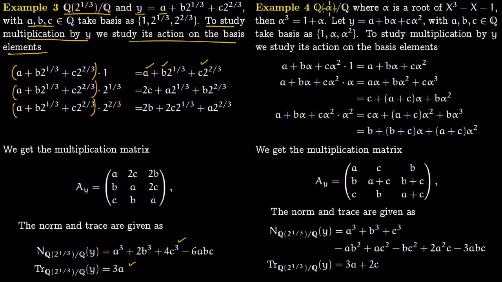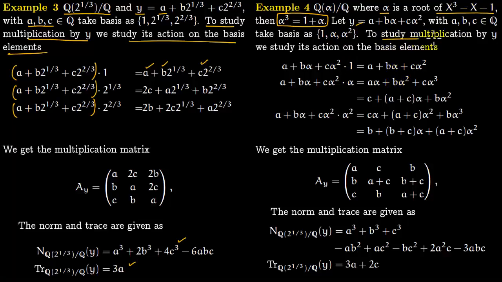Now another example. Now you adjoin alpha to the rationals over the rationals. So L is this, K is this, but alpha is now a root of this polynomial here. If you plug in alpha here, alpha cube minus alpha minus 1 becomes 0. So alpha cube becomes equal to 1 plus alpha, and this is what we are going to use. Now you take some element y equal to a plus b alpha plus c alpha square, where a, b, c are rationals, and the basis of this vector space you take as 1, alpha, alpha square, because this polynomial has degree 3 here. This is an irreducible polynomial.